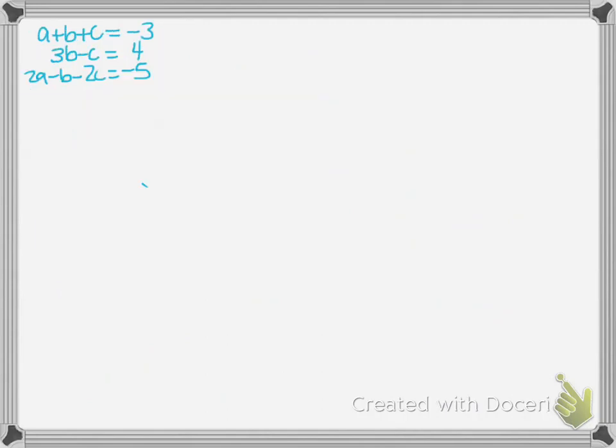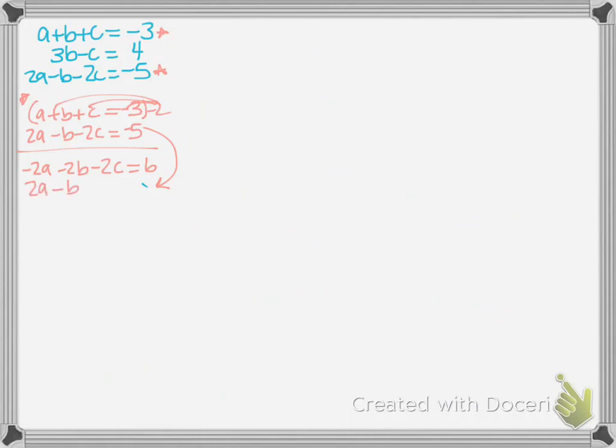All right, our next one, we're missing an a this time, so let's get these and get rid of the a. So I have a plus b plus c is equal to negative 3. 2a minus b minus 2c is equal to negative 5. So let's multiply this top by negative 2. This is my star equation. So I get negative 2a minus 2b minus 2c is equal to 6 when I distribute that. I'm going to put my untouched equation underneath it. So 2a minus b minus 2c is equal to negative 5. When I add down, that is negative 3b minus 4c is equal to 1.